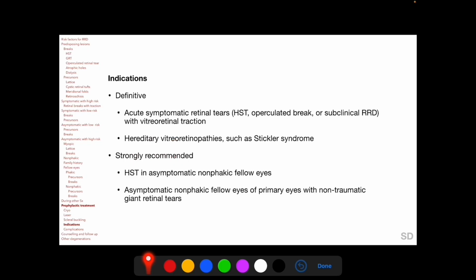Strongly recommended indications for prophylactic therapy include HST in asymptomatic non-phakic fellow eyes and asymptomatic non-phakic fellow eyes of primary eyes with non-traumatic giant retinal tears. We may note here that like RRD, treatment of giant retinal tear and retinal dialysis is primarily surgical repair and not prophylactic.